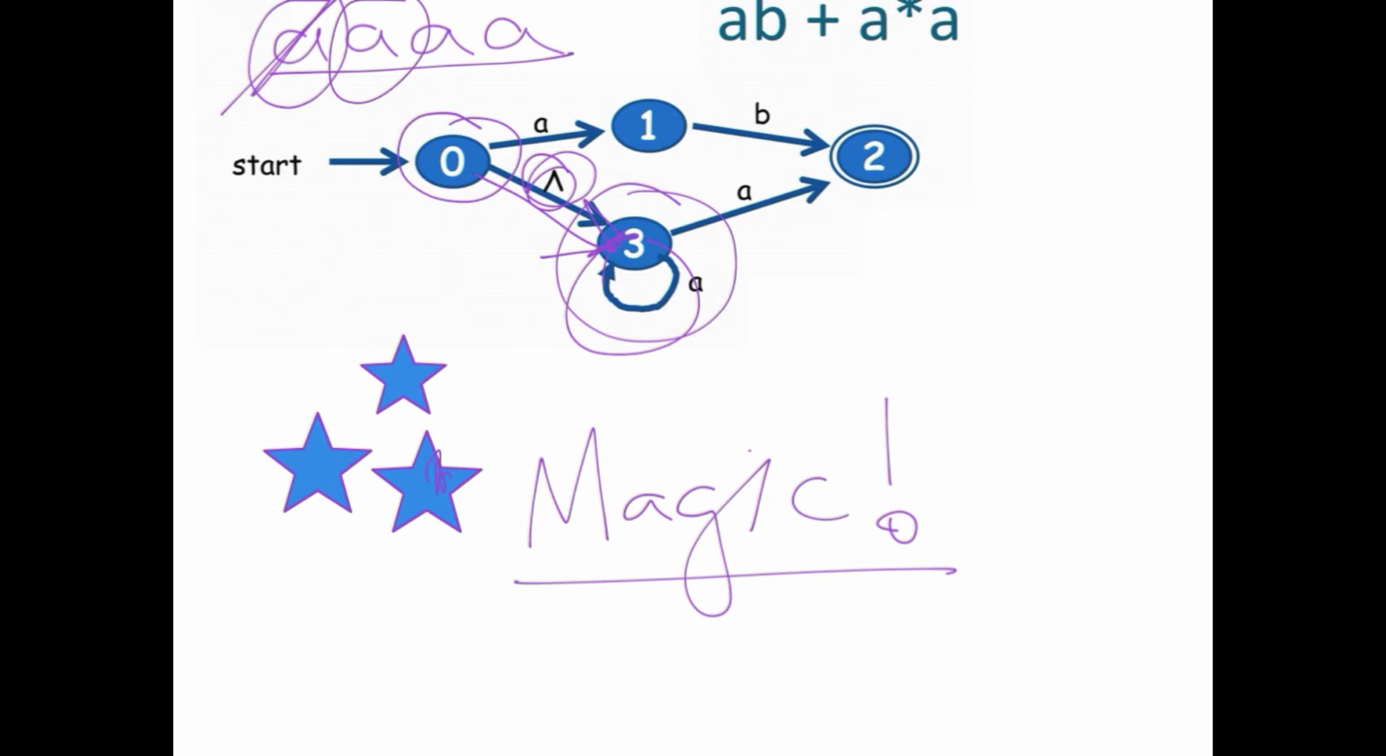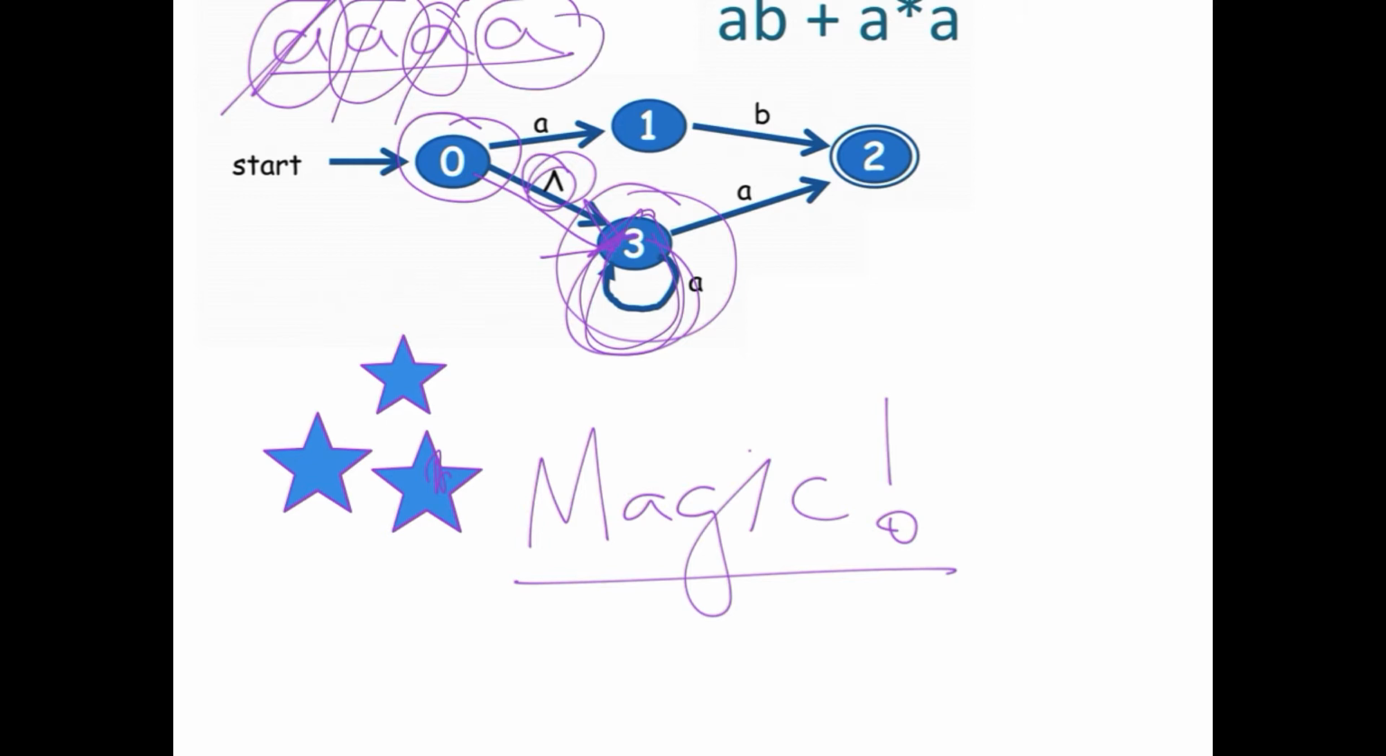Regardless, magic, I'm processing the second A. I'm going to take that loop again. All right, that A is processed. I'm processing this A. Magic, I always guess right. I guess I'm going to take that one. Cross that guy out. Process this one.